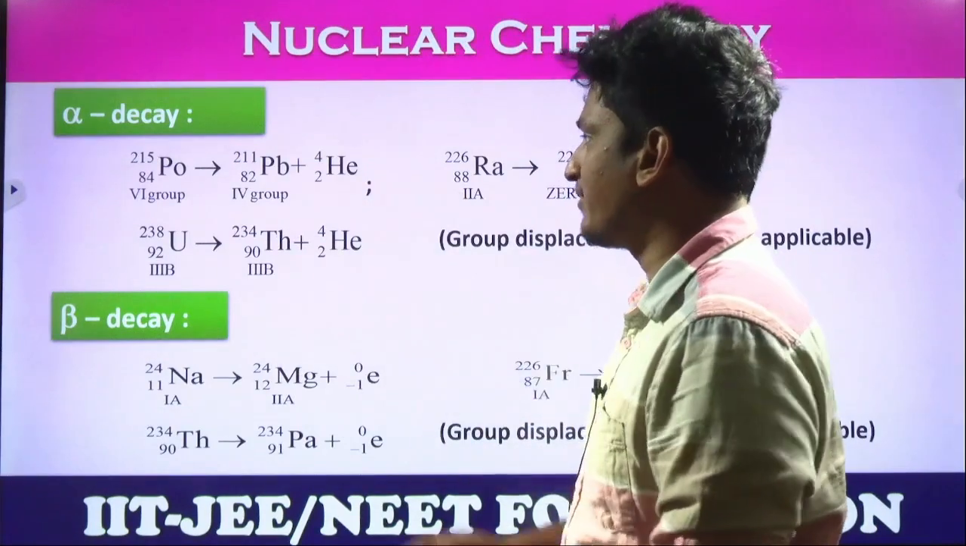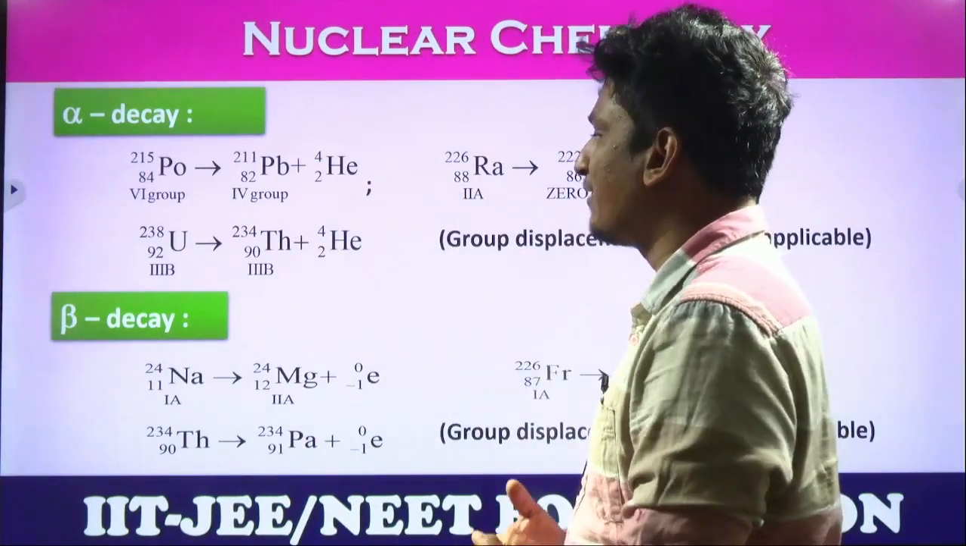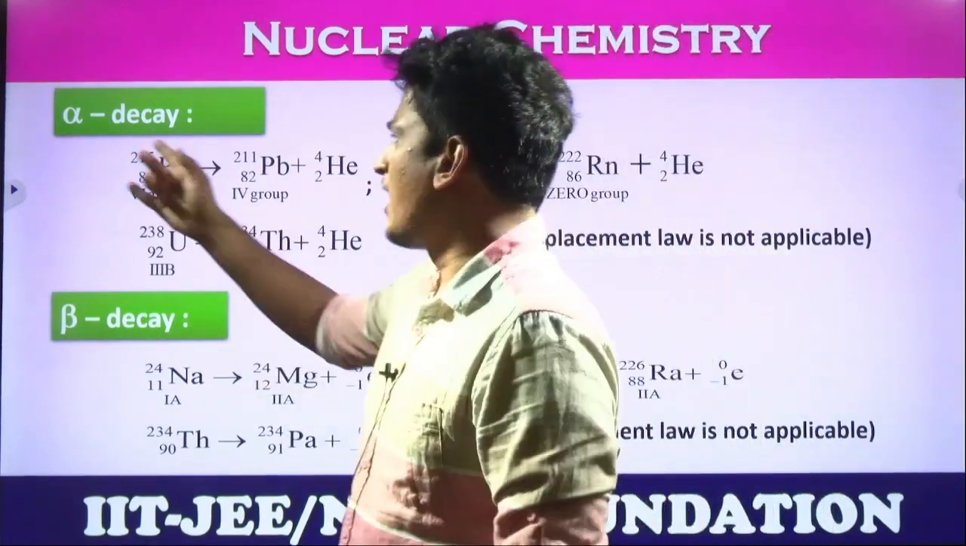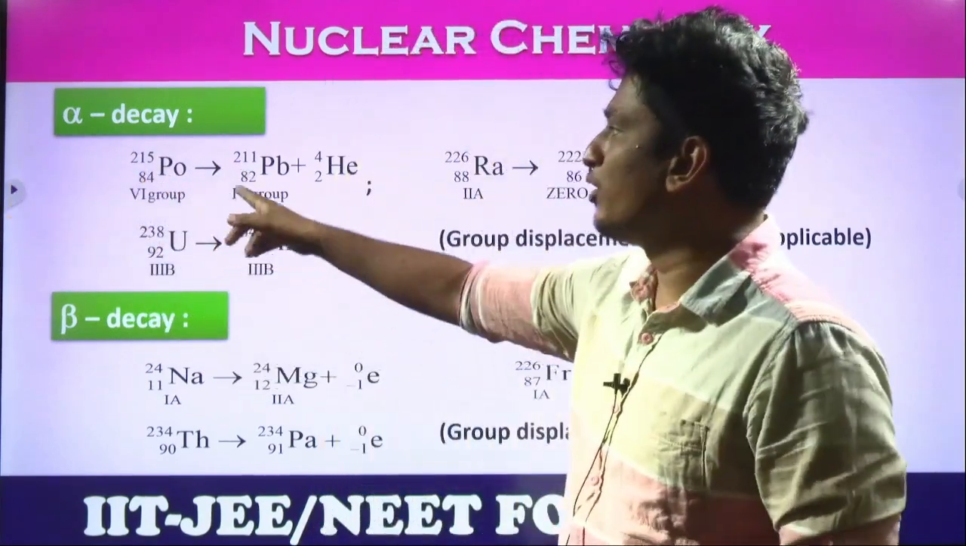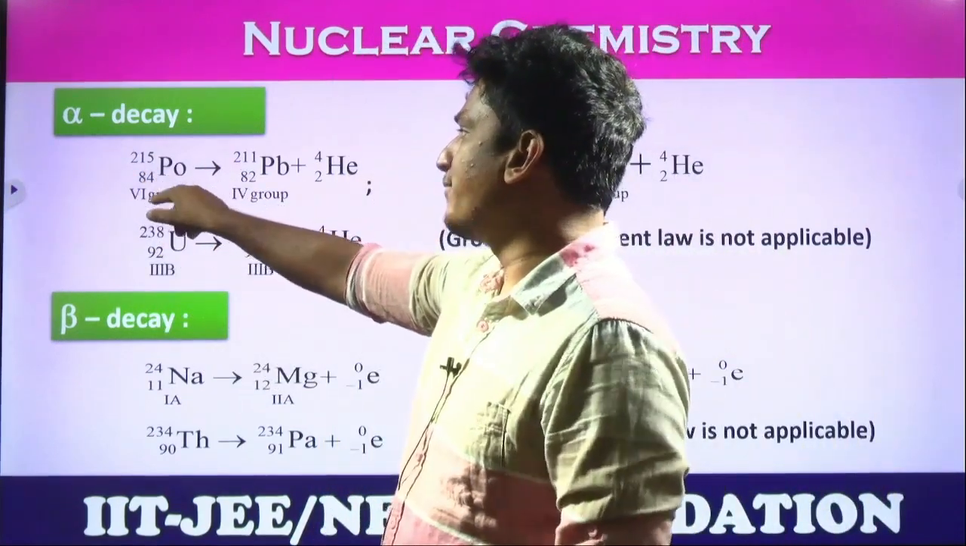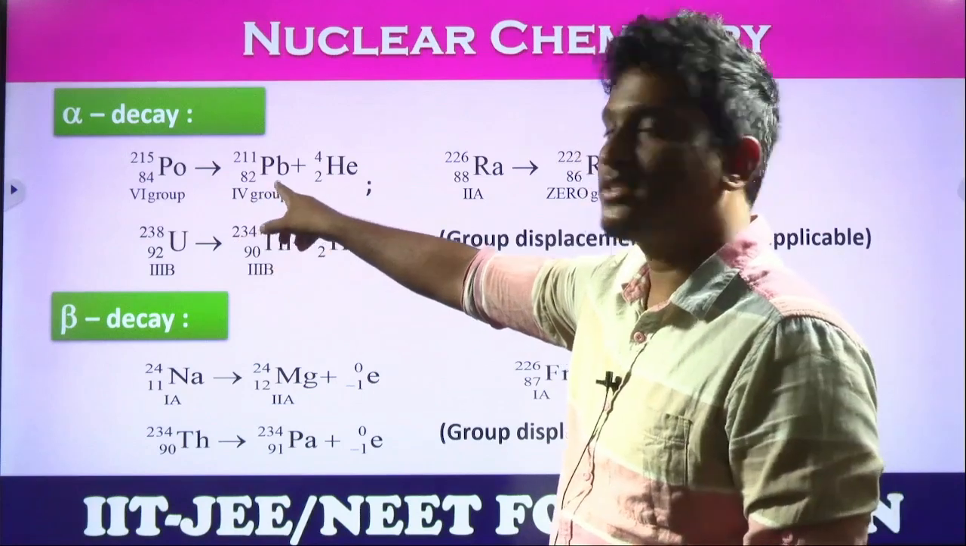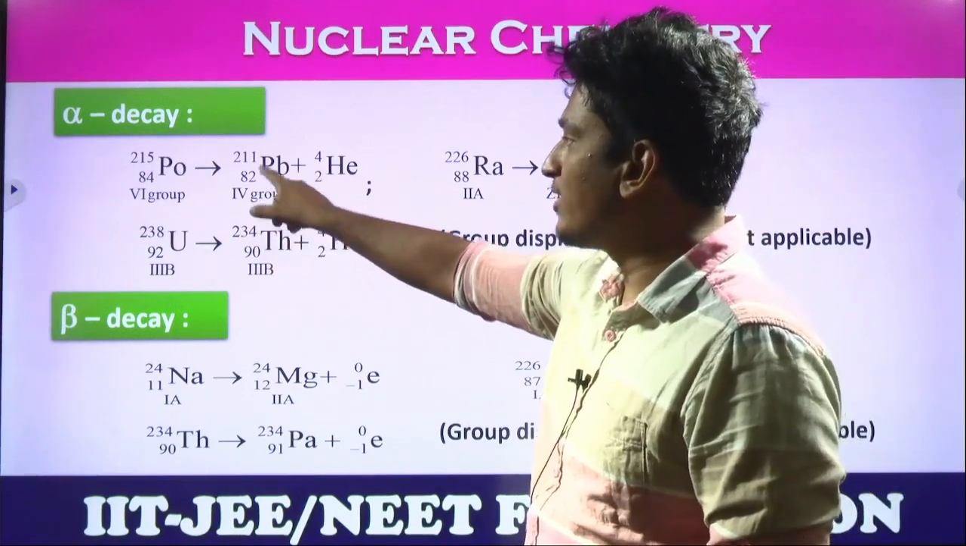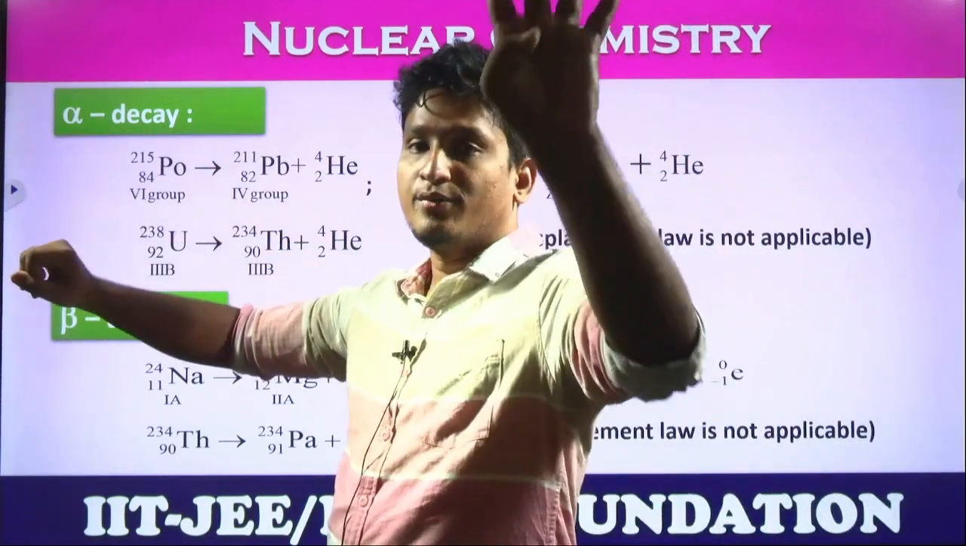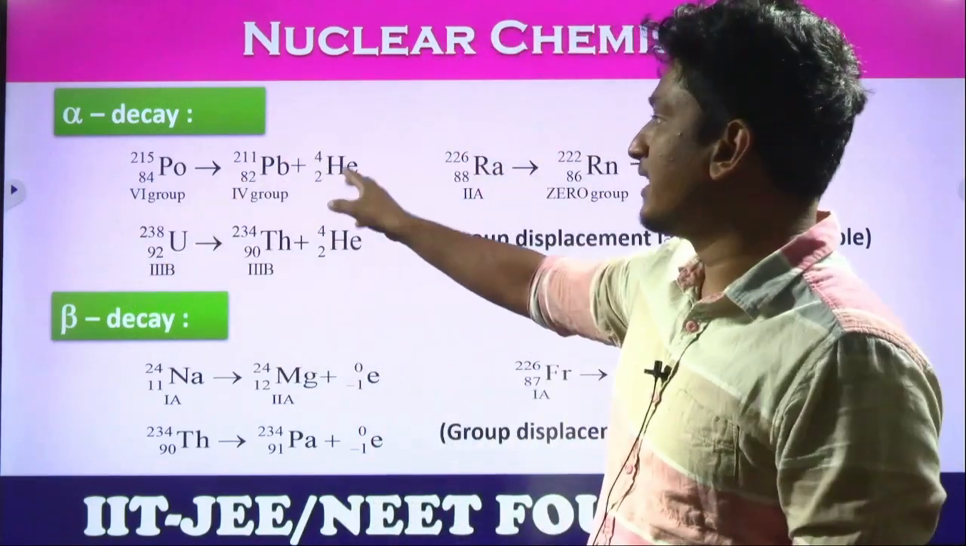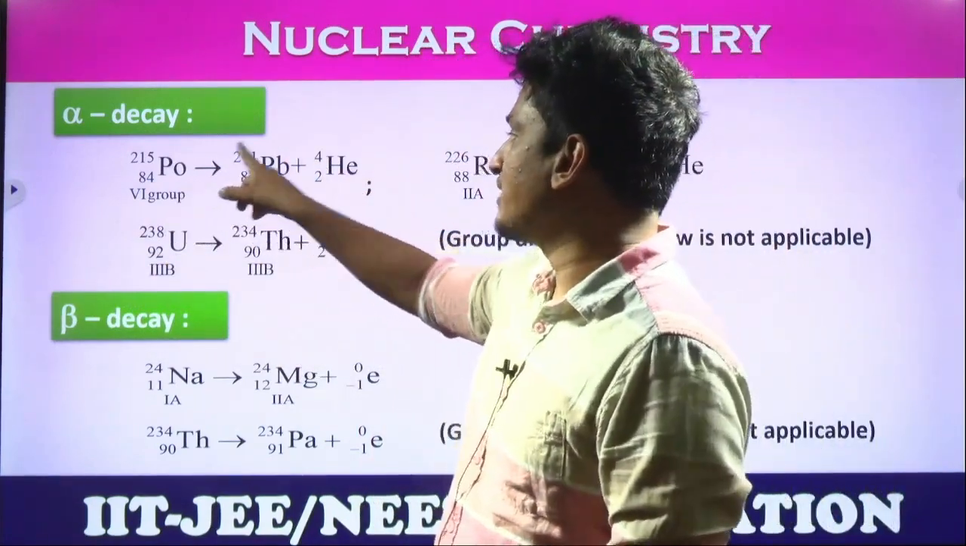So here we have examples given, students. With alpha decay and beta decay: alpha decay, polonium 215, 84, changes, the atomic number reduces by 2 protons and mass number reduces by 4 units. Yes or no? It converts by alpha decay. Polonium converts into lead.